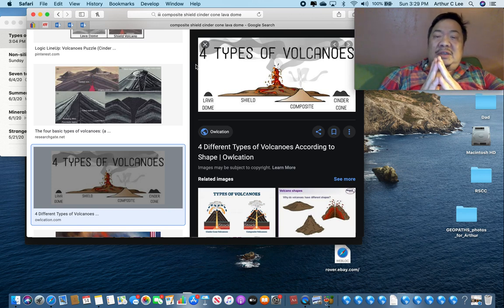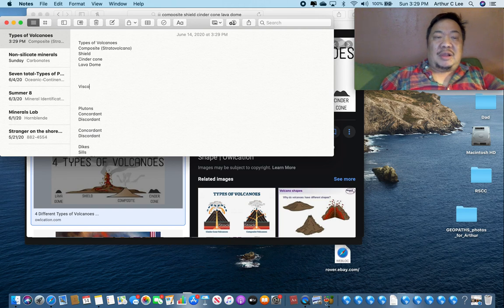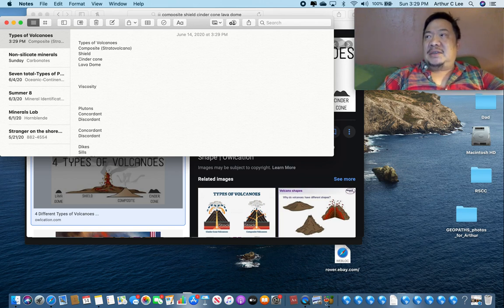And silica-rich magma, please remember this, has a higher viscosity. Viscosity. You might have learned about that in chemistry class or physics. Viscosity is a resistance to flow. What is going to be more viscous, do you think? Molasses or water? Molasses, because molasses has a higher resistance to flow.